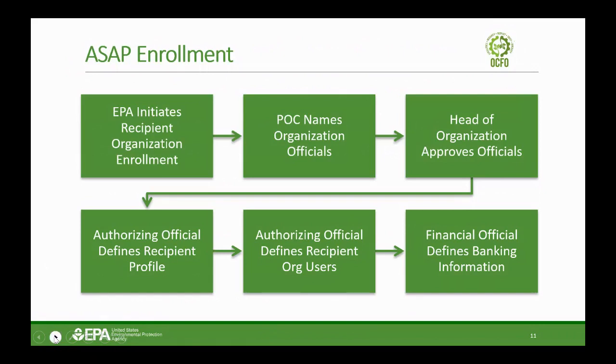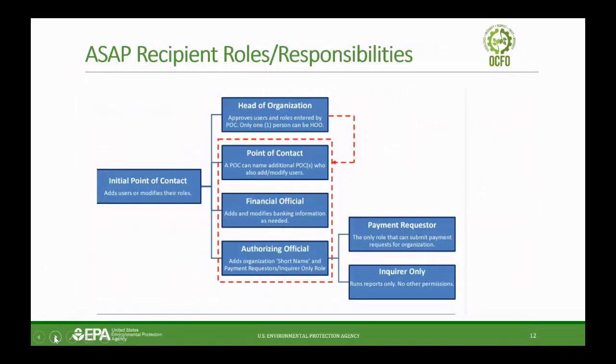All right. So next slide, please. So the initial point of contact can add and modify roles. The head of organization approves the users entered by the point of contact. And there can be only one head of organization unless it's redelegated. It'll say so inside ASAP. When you review the roles, they'll say redelegated head of organization. And then there's an additional point of contact who can add or modify the users.